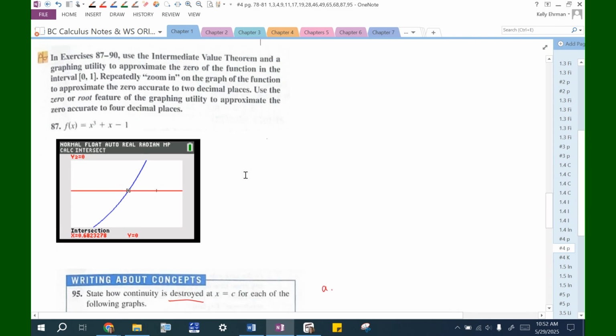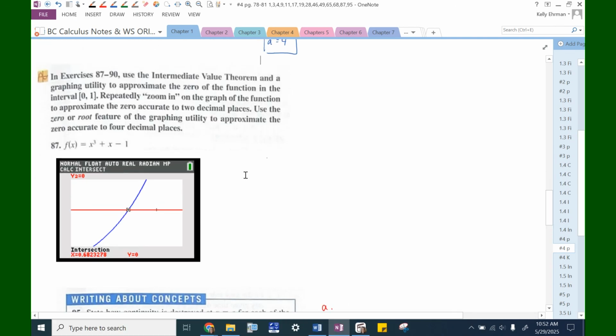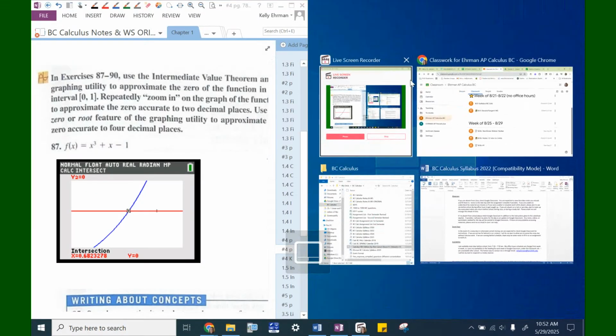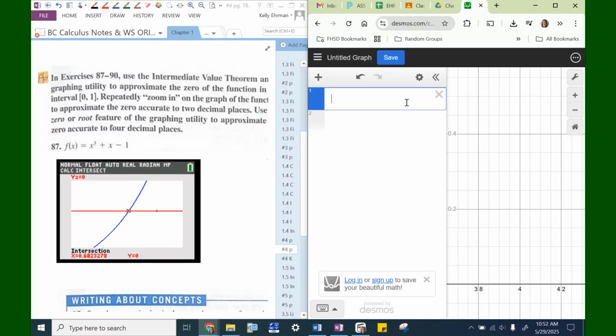Okay, so this is pretty much an unnecessary question when we're using Desmos. So let me just go ahead and use Desmos here. Let's type in f of x equals x to the third plus x minus 1. So what did they want me to do? They wanted me to zoom in on the interval 0 to 1.